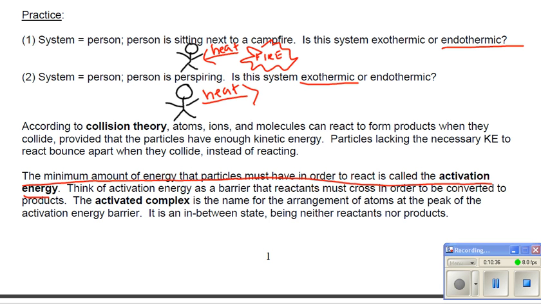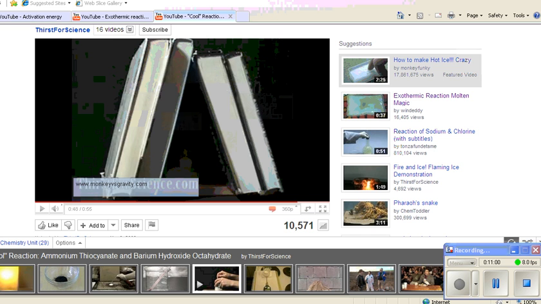Think of activation energy as a barrier that reactants must cross in order to be converted into products. The activated complex is the name for the arrangement of the atoms at the peak of the activation energy barrier. It is an in-between state, being neither reactants nor products. Before I go in depth into explaining what all this means, I want to play a YouTube video that illustrates this occurring.